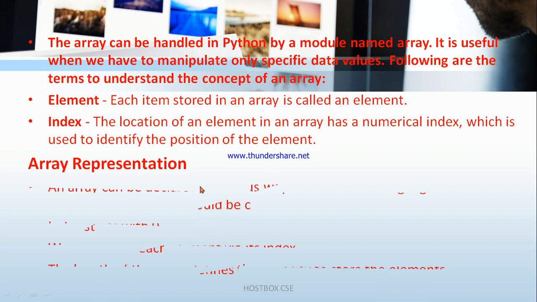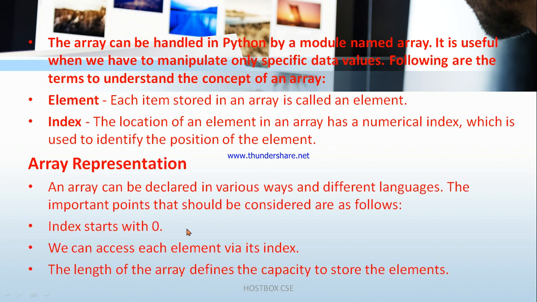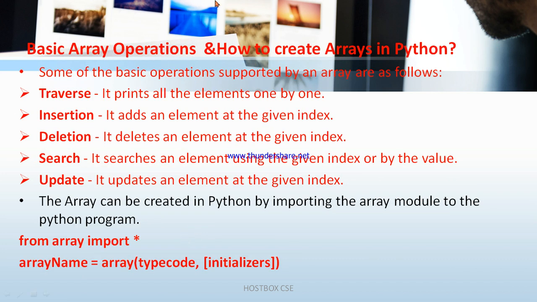Then, how to represent an array? An array can be declared in various ways in different languages, but here, similar to C programming, in Python also the index always starts with the 0 value, and we can access each element via its index, and the length of the array defines the capacity to store the elements. So here are some of the basic array operations and how to create arrays in Python.